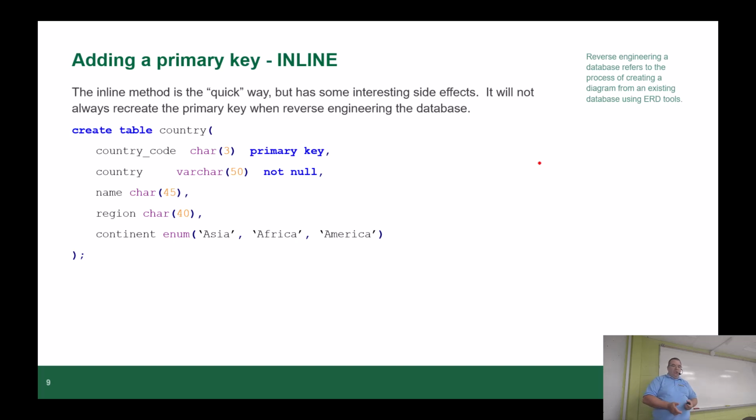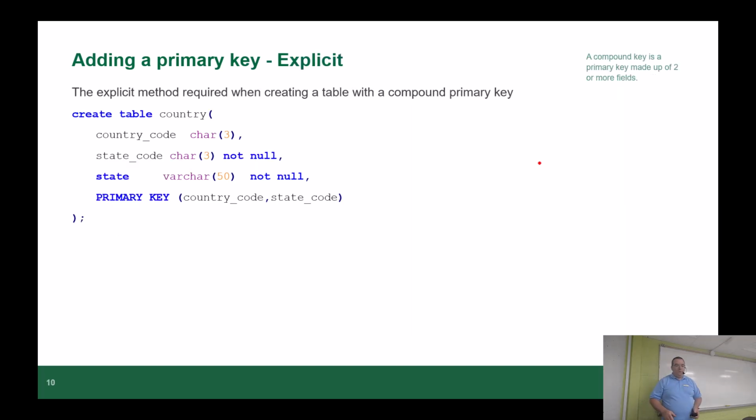Okay, so in lecture 2, I showed you guys how to create a primary key where you could do it inline. So create table country, country code char 3, primary key. Great, it creates a table and it's a primary key. That works until you have a compound key, where you have more than one field in the key. So you want to create it explicitly instead.